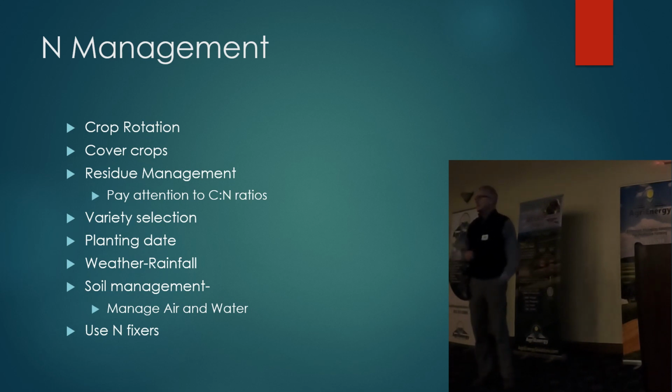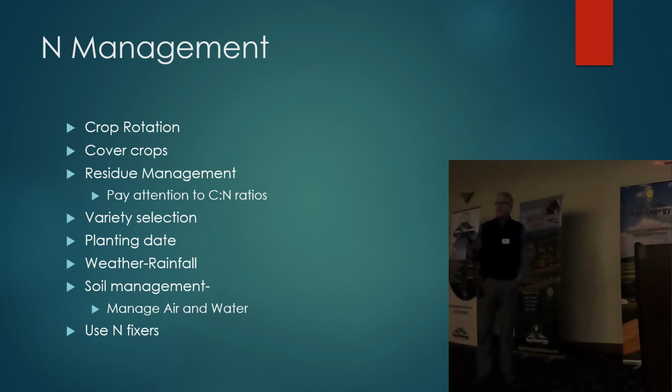Variety selection. Some varieties take more nitrogen than other varieties. Some need the nitrogen up front, some need it later in the season. So that's something your seed dealer will have to guide you with. Then planting date. As a general rule, it's going to take more nitrogen if we're planting in April than if it is the first week of June. So just another factor to keep in mind.